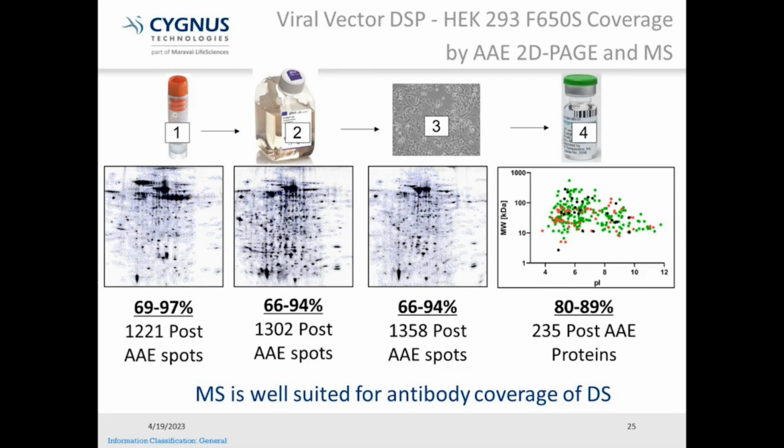However, in the final gene therapy drug substance, the sample volume was limited, and the total protein concentration was far too low for 2D PAGE. Gene therapy final drug substances are an ideal scenario for using mass spectrometry. AEMS was performed on the final drug substance, and the antibody coverage of the F650S ELISA antibody was determined to be 80 to 89%, with the identification of 235 proteins. AEMS is well suited for determining antibody reactivity to host cell proteins in the final gene therapy drug substance.